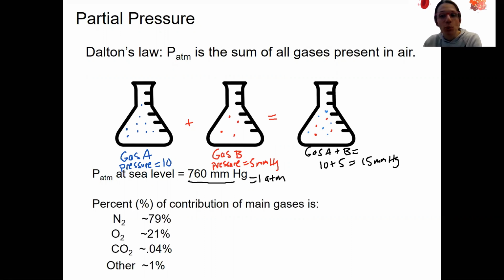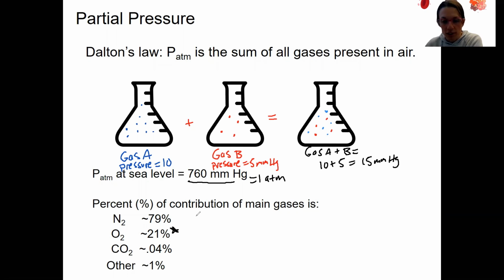I'm going to give you those. You may have seen this before in a class, probably not your biology class. The percent contribution of each of the main gases in our atmosphere to our atmosphere. Nitrogen is actually the largest proportion. Oxygen at 21%. It's going to be helpful to know that one. Carbon dioxide actually really low, and then other. This is the percent contribution of each gas. We can use these numbers to figure out the partial pressure of each gas in the atmosphere.